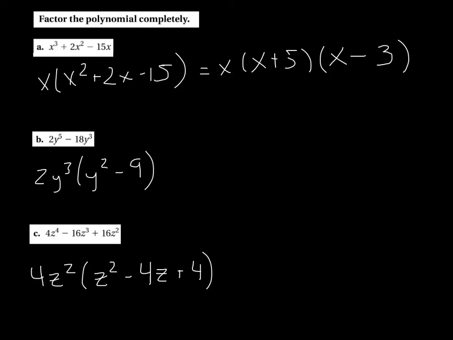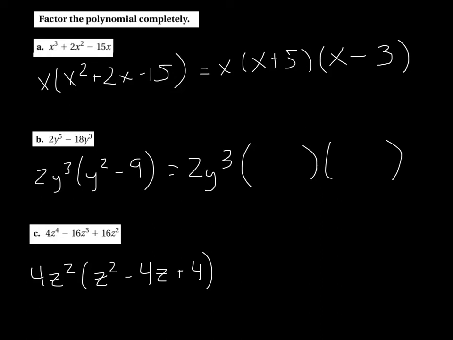For B here, we have a common monomial of 2y to the third power. Once we factor that out, we're left with y squared minus 9. And y squared minus 9 is a difference of two squares. Y squared is a perfect square, and 9 is a perfect square. And there's no middle term right in the middle here. So we can rewrite this as 2y to the third power. We get two sets of parentheses here because we're factoring y squared minus 9 down.